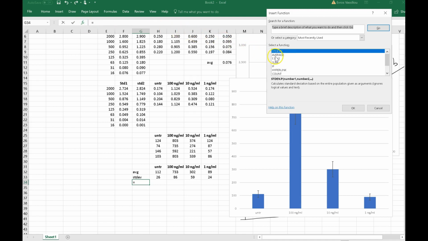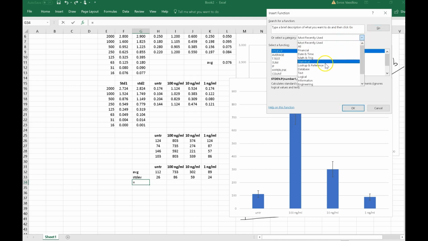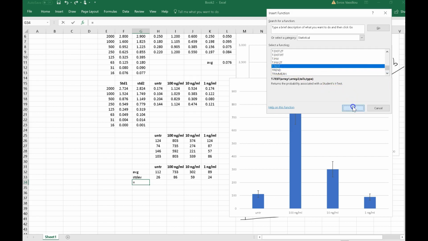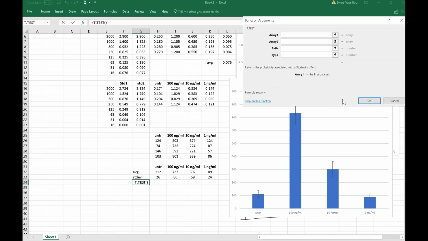And I'm going to select something called t-test. If you can't find it, click under statistical and then scroll all the way down till you find T. So here it is, t-test. And select OK. Alright, so the computer now wants me to answer 4 questions.